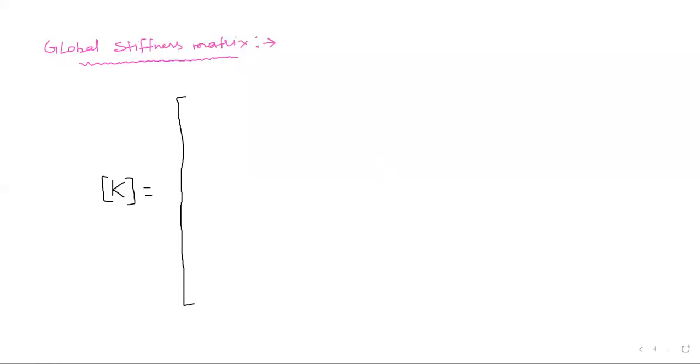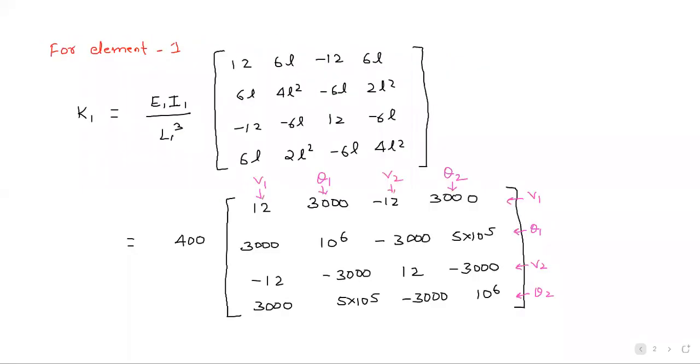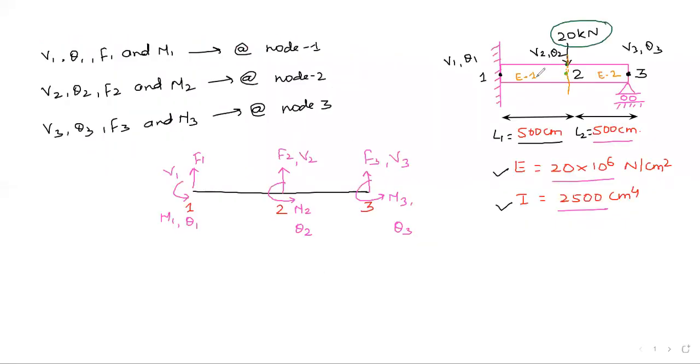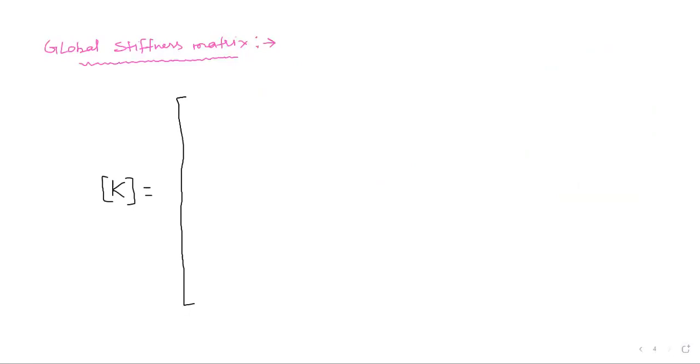Now coming to the global stiffness matrix, first we will look at the given beam. How many nodes are there? 3 nodes. So how many displacements will there be? 6. V1 theta 1, V2 theta 2 and V3 theta 3. Let us write that first, so that it will be easy for us to identify what we need to write here. So here the columns will be V1, then theta 1, V2, theta 2, V3, then theta 3.